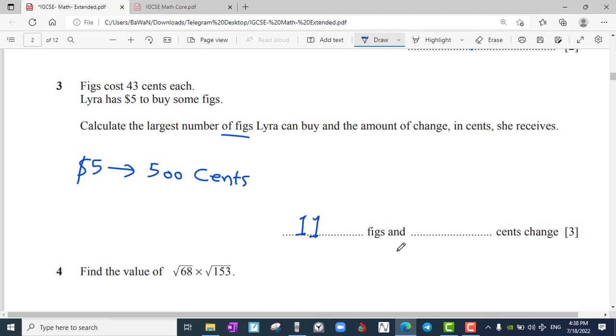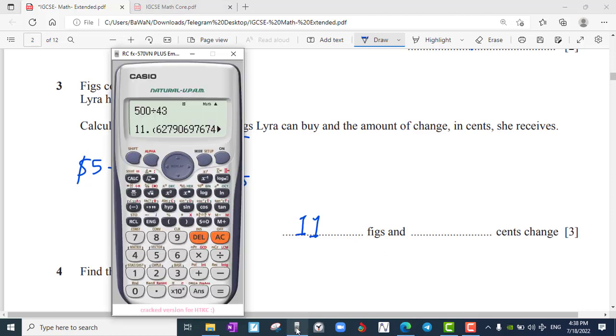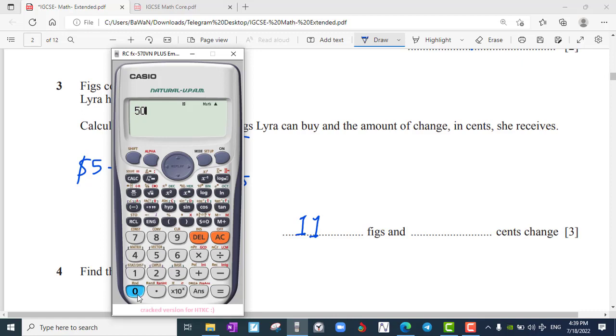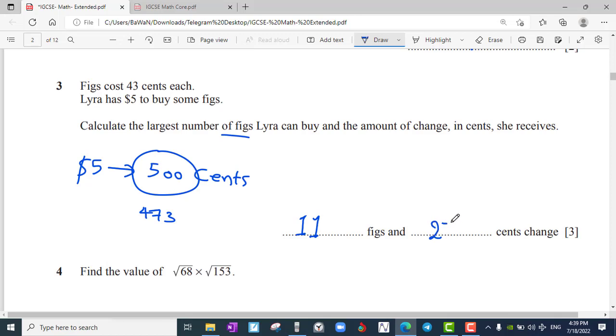She can buy 11 figs, and let's see how much it costs to buy 11 figs. 11 times 43 is 473 cents, and she has 500 cents in total. 500 minus 473 is 27. The answer is 27.